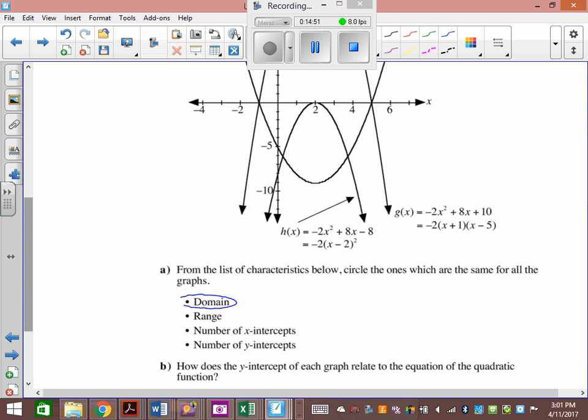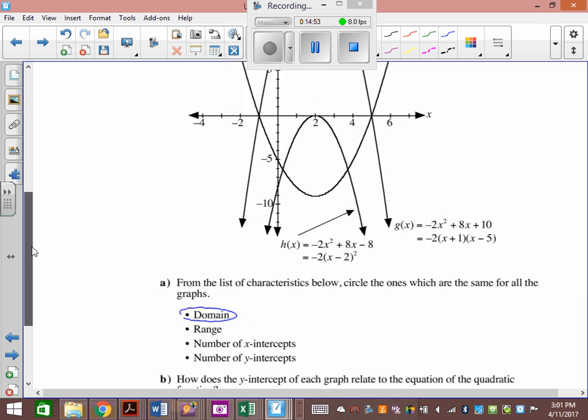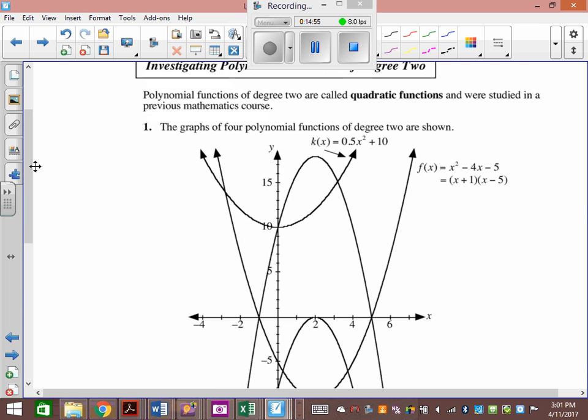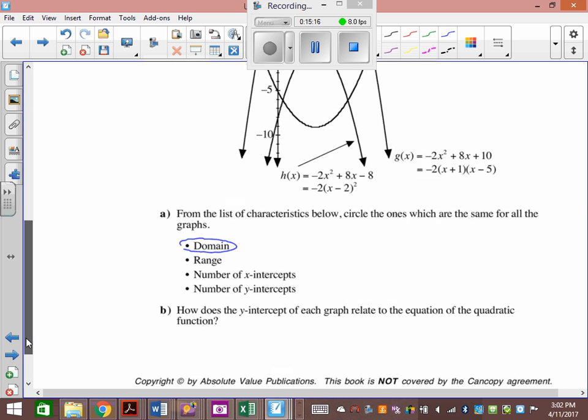Do they all have the same range? This one, the lowest y I have is 10 or higher. So it will be y is greater than or equal to 10. Is this one y is greater than or equal to 10? This range? The highest mine goes here is 16, 17, 18. So it would be less than or equal to 18. Are they the same range? No. So I'm not going to circle that.